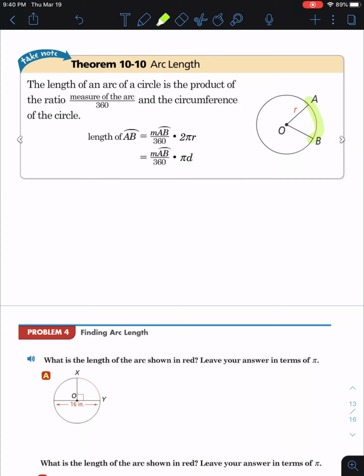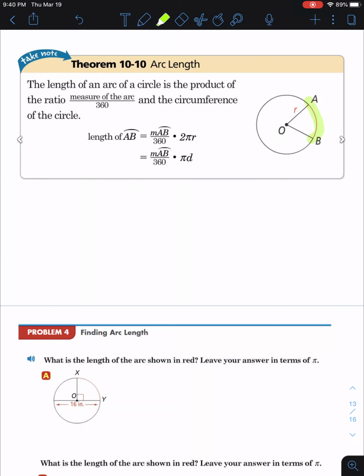So, looking at it as the crust line of a piece of pie, right? The measure around the crust of the piece of pie is you take that portion of the pie over the entire pie and find the circumference of the entire pie. Okay? The measure of arc AB divided by 360, piece of the pie over the whole pie, times the circumference of the whole pie, will give me the length of the piece of pie. All right, play with that bit.